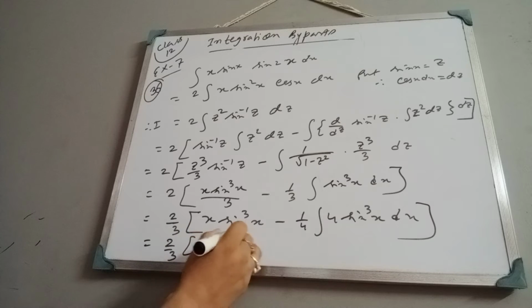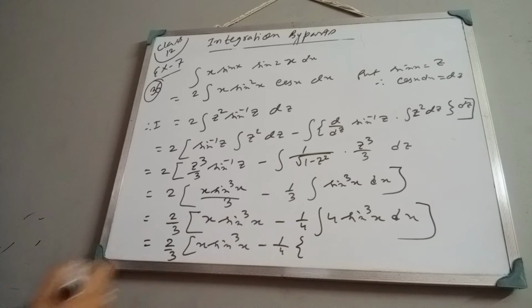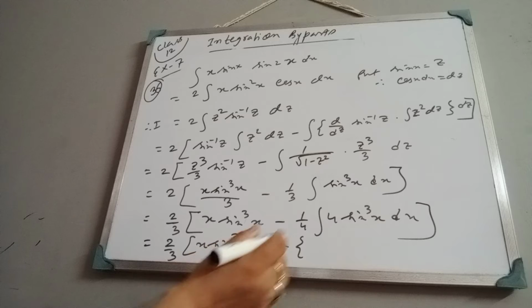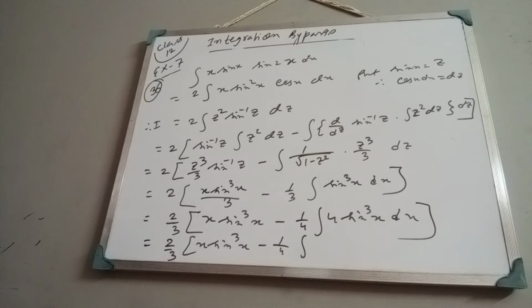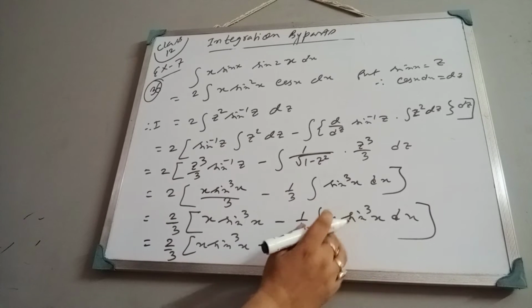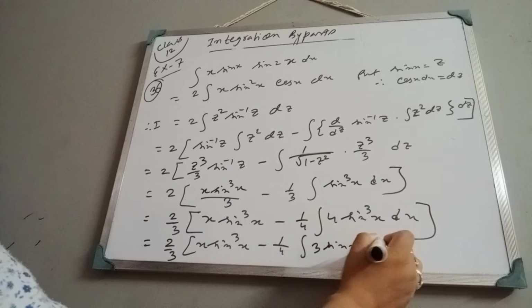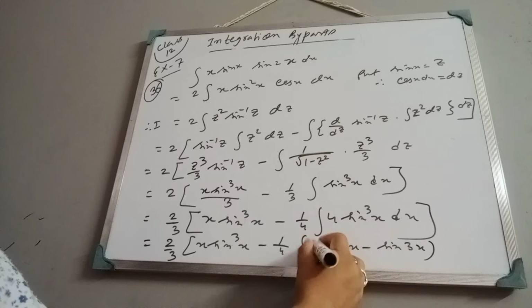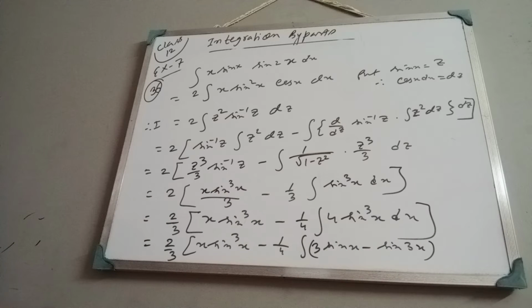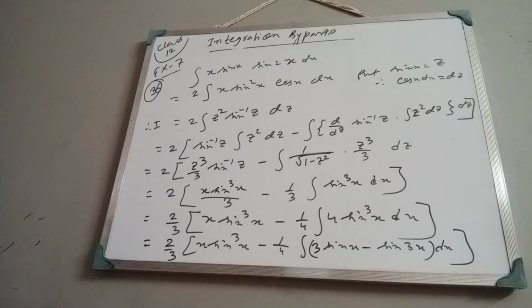X sine cube x minus 1 by 4 integral 4 sine cube x. As the sine 3x formula we know, just apply it: 4 sine cube x we can write as 3 sine x minus sine 3x. Instead of this we can write this. Now let me rub the first part.